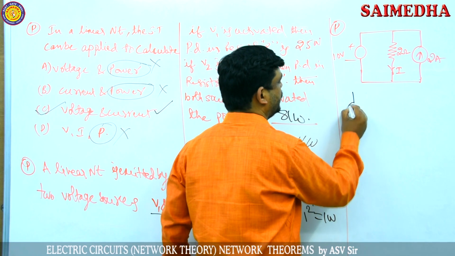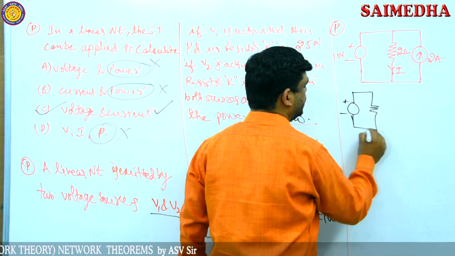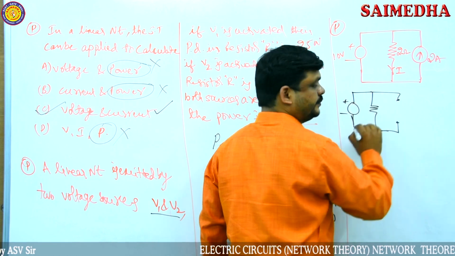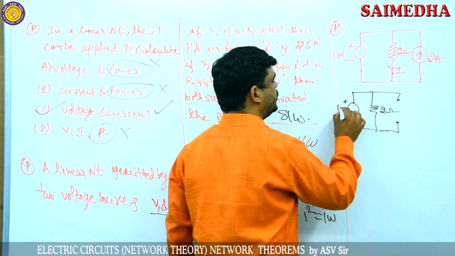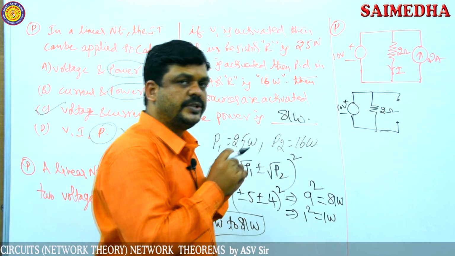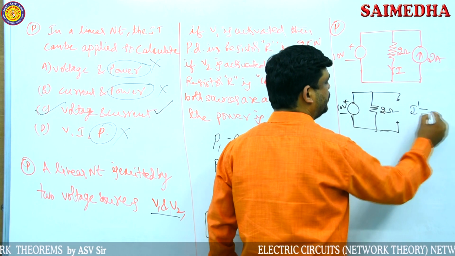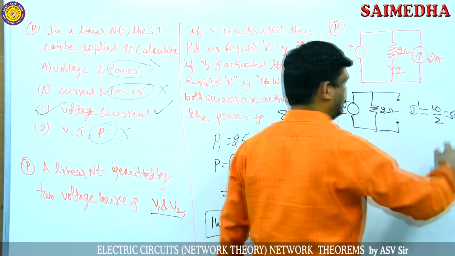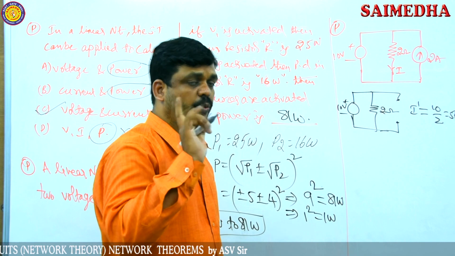If you want to apply the superposition theorem for this network, initially I am applying the voltage source. If the voltage source is connected, the current source is eliminated now. Current source acts as an open circuit. So if it is open circuited, the 2 ohm resistor is connected to the 10 volt voltage source directly, then the current through the 2 ohm resistor is 10 by 2, that becomes 5 amps. So current through the 2 ohm resistor is 5 amps due to one source.